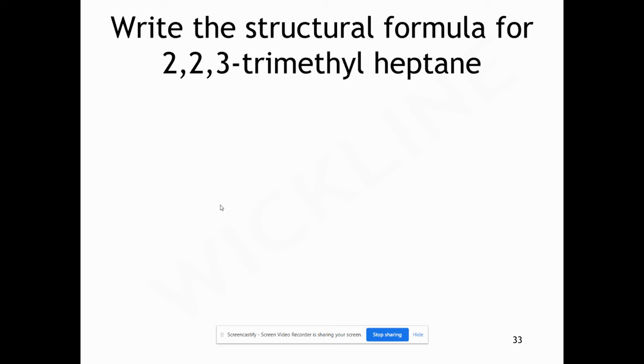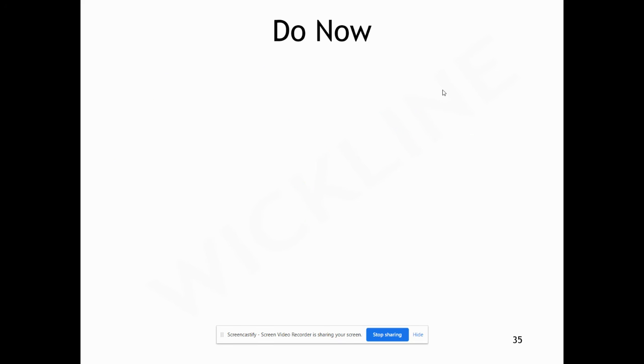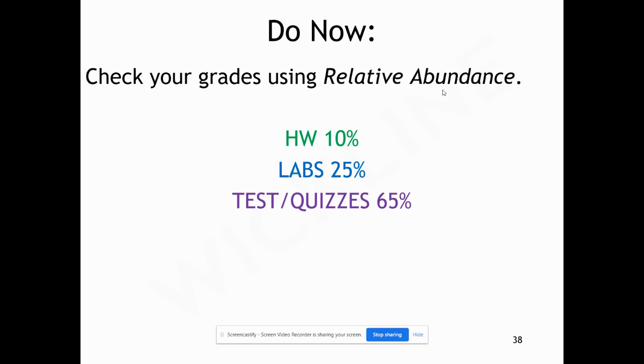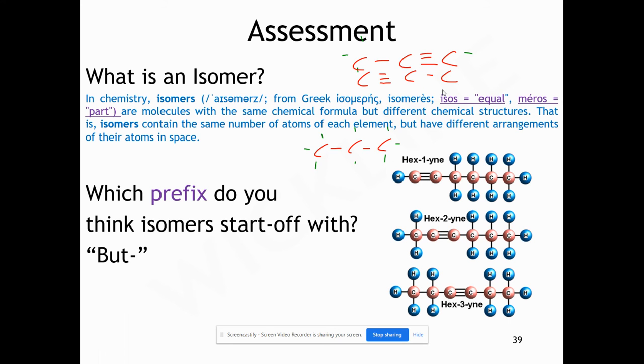Here's a cool one. 2,2,3-trimethylheptane. So draw your heptane first. 1, 2, 3, 4, 5, 6, 7. It's an ane, so you have no double bonds, right? Or triple bonds. It would look something like this. All right. I want to keep on going. Here's just some more examples. This is what I was going to have the other class do, relative abundance. And we're going to stop there, I think. Or should I just keep going? Let's see.